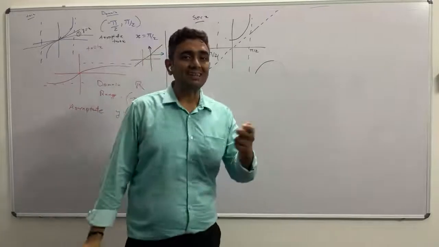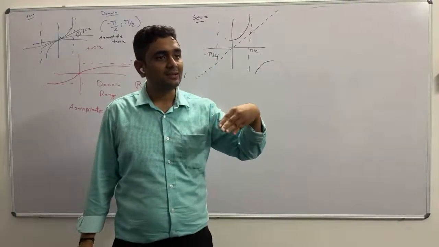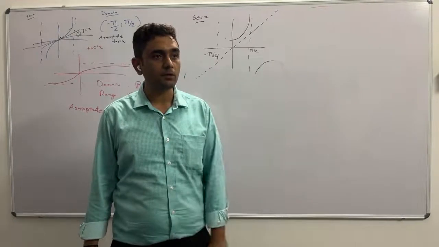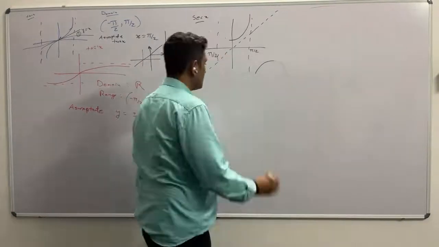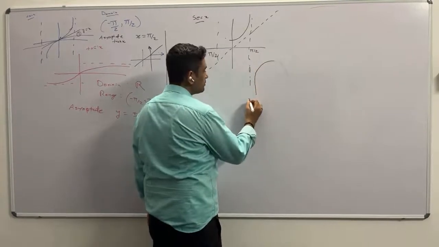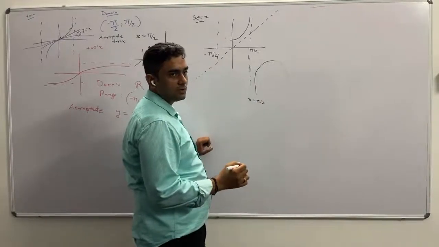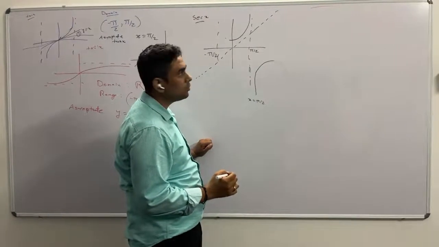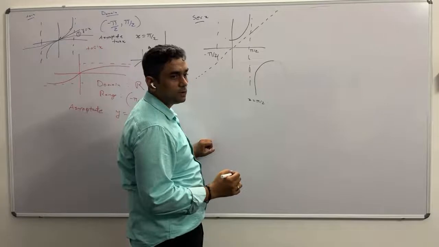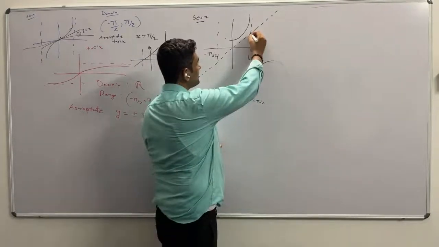Now remember, anything which is parallel to the x-axis will become parallel to the y-axis. Anything which was parallel to the y-axis will become parallel to the x-axis. Now this was the asymptote, x equal to pi by 2. Now what will be the new asymptote? The new asymptote has to be y equal to pi by 2, because at this point x and y are the same.